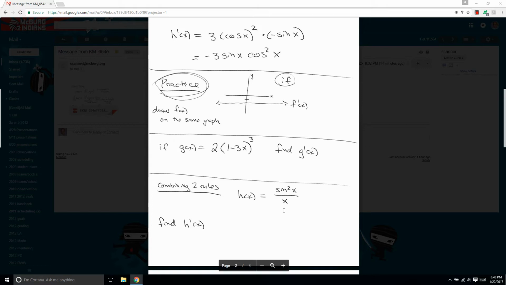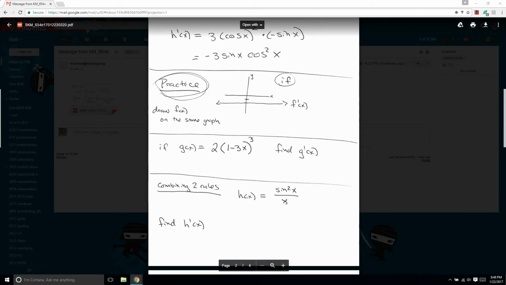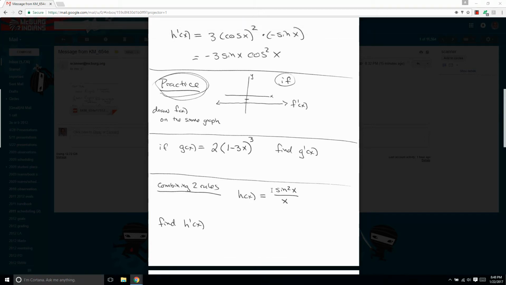This one's actually, I'm going to say, a little more complex. Please understand, you're going to use the quotient rule, but just take a moment and look at sine squared x up top. Sine squared x itself is not a simple function. So first I would do some side work, and I would find the derivative of sine squared x using the chain rule. And then once you do that, now see if you can find the derivative of h of x, understanding that you're going to have to apply the quotient rule here.